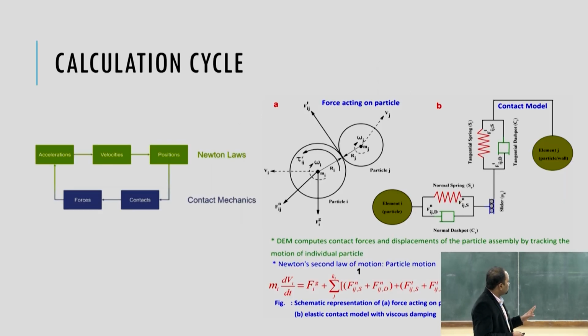In this slide, you can see particle J on the top, which is hitting particle I, and the forces are there. Two particles are colliding. So the force, you can define that in normal and tangential direction, the force acting on particle I due to particle J which is hitting it.